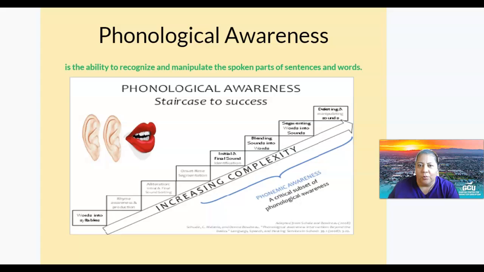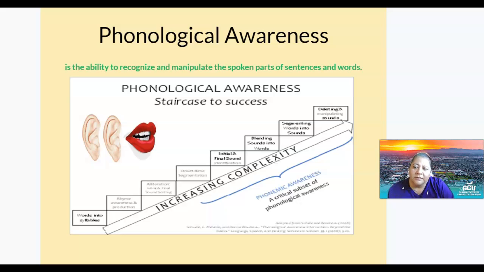Before we get started, I want to go ahead and review some key concepts. So first of all, phonological awareness. I know when we think of phonological awareness, phonemic awareness, and phonics, it gets easily confused. So I have included a video in your announcements that hopefully will do a great job of clarifying these three terms that get very often confused.